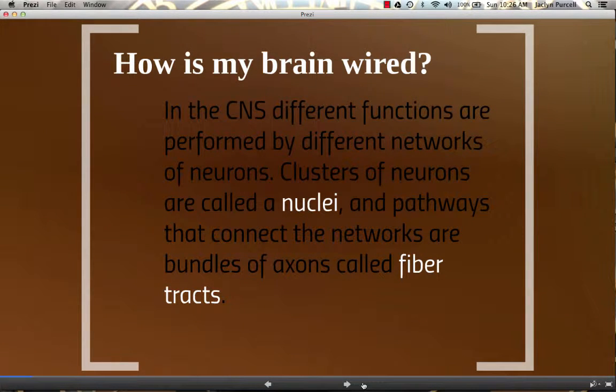In the CNS, different functions are performed by different networks of neurons. Clusters of neurons are called nuclei, and pathways that connect the networks are bundles of axons called fiber tracts.